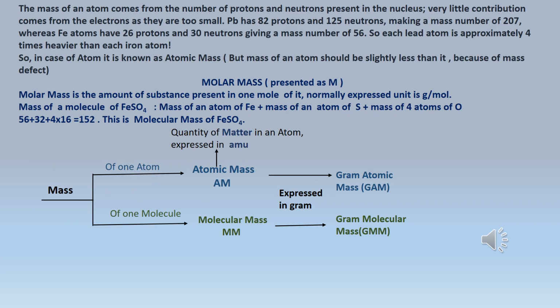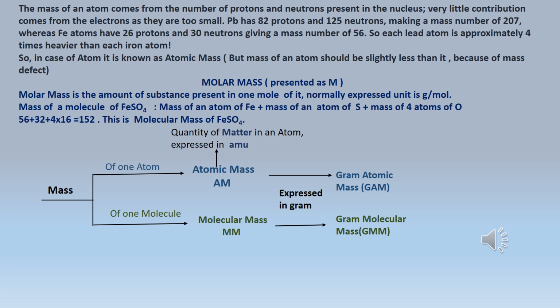When you consider the mass of an atom, that means the number of protons and the number of neutrons present in the nucleus. Electron is not considered because of its negligible mass. Such as in the case of lead, 82 protons and 125 neutrons, making a mass number 207.